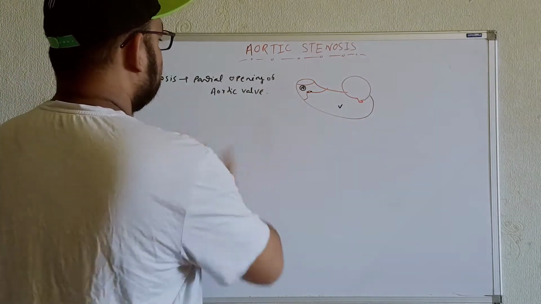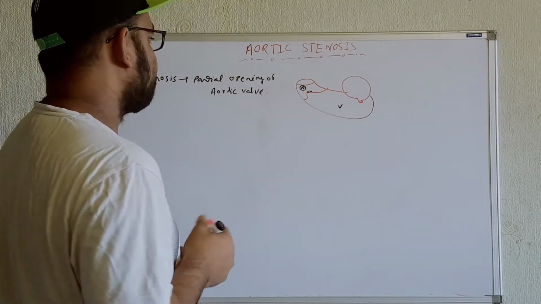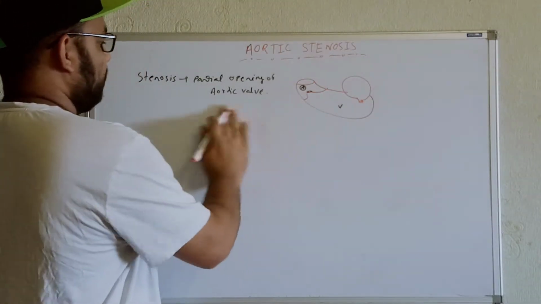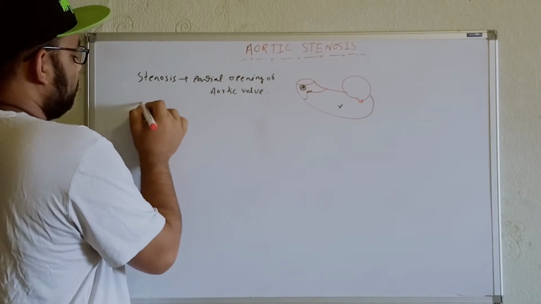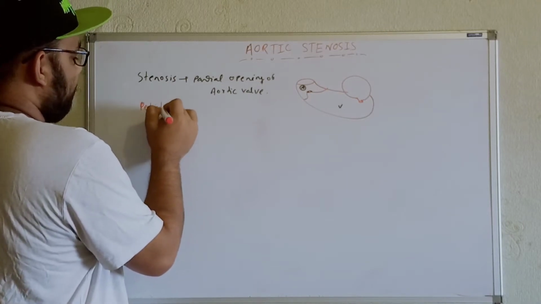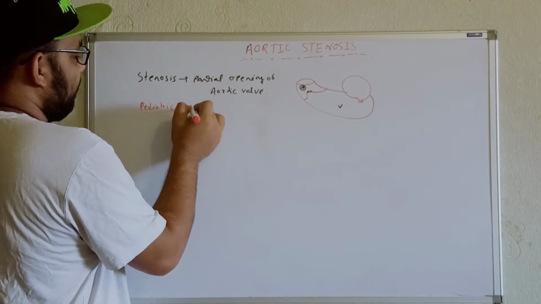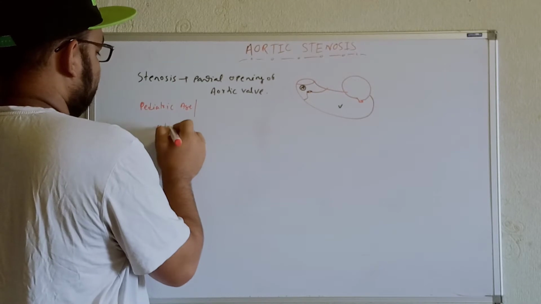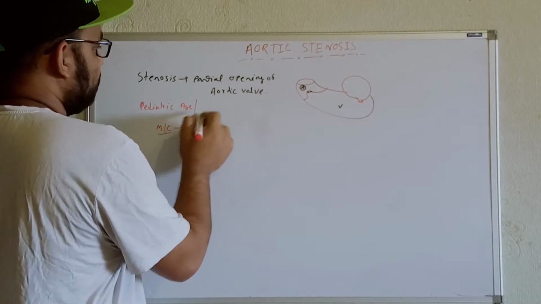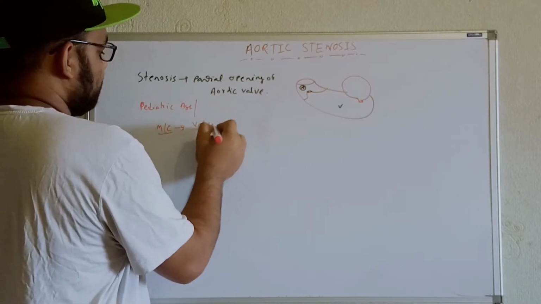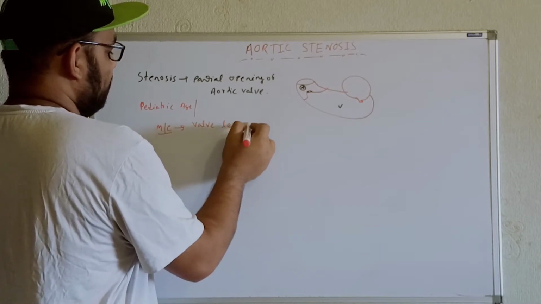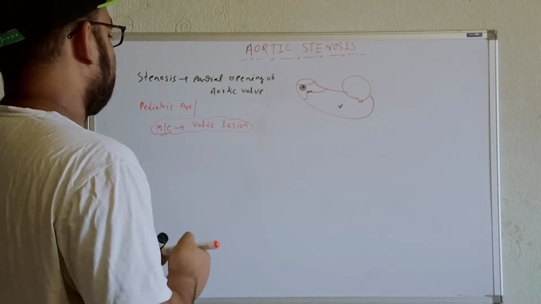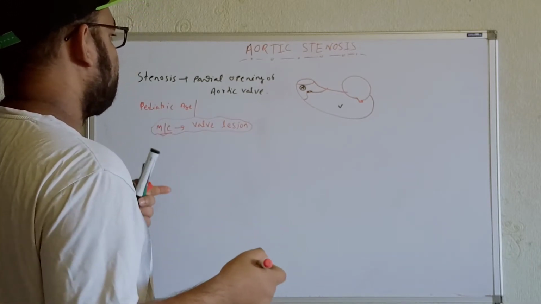Now let's talk about some introductory points related to this topic. This type of thing we'll see in terms of the pediatric age group. Now see, this is the most common cause of valvular lesions in these cases.